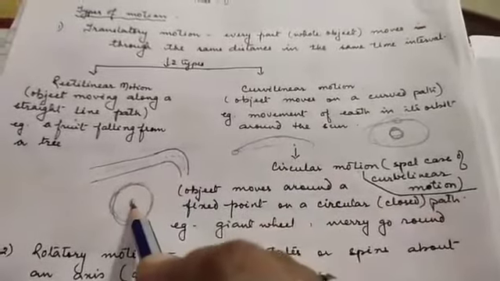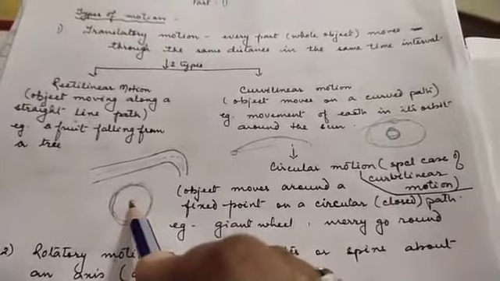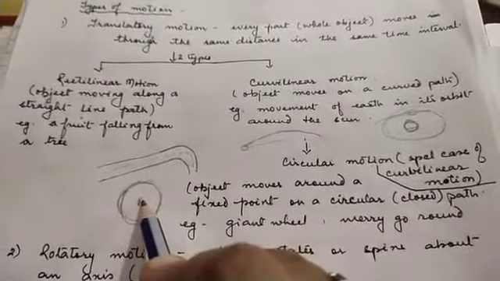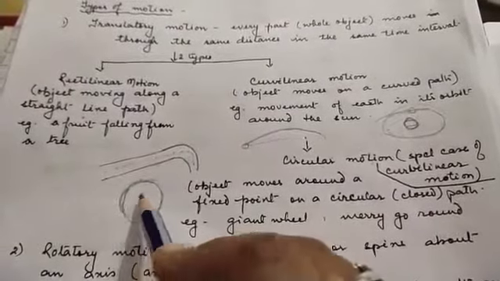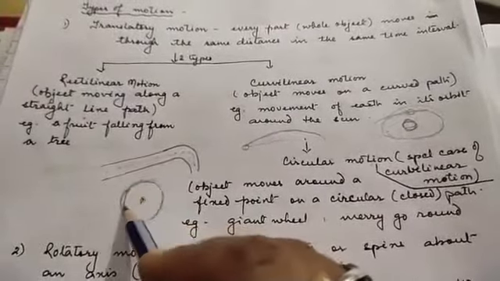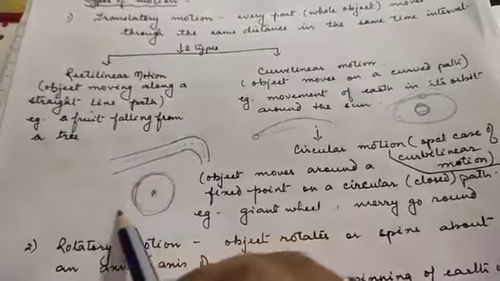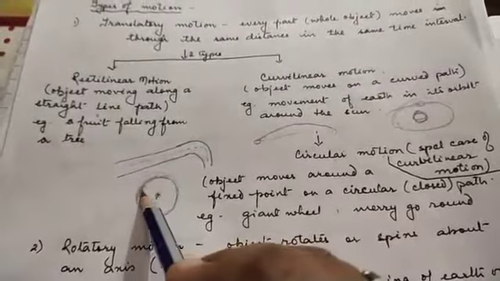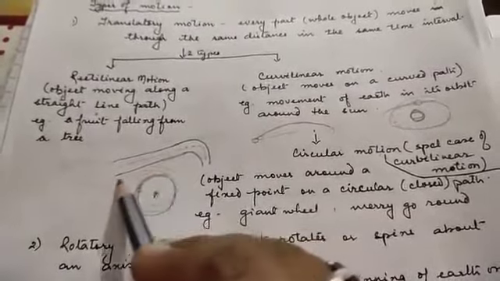For example, giant wheel. You must have seen giant wheel in melas and all. It has a fixed point and it rotates around that point. Then merry-go-round. Merry-go-round in parks you all must have seen. There children sit on it and they go round a fixed point. There is a fixed point and the merry-go-round moves around it. Okay.